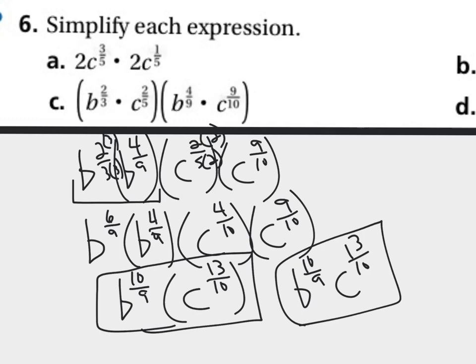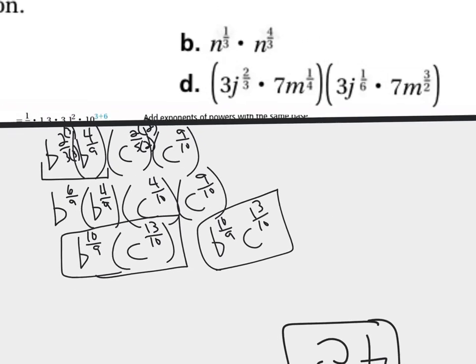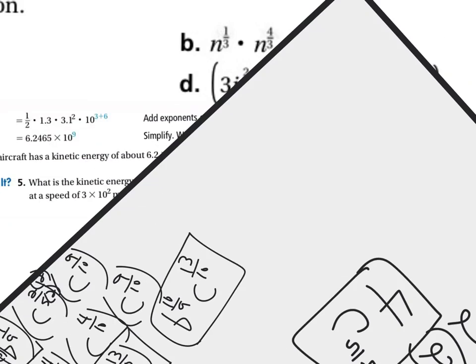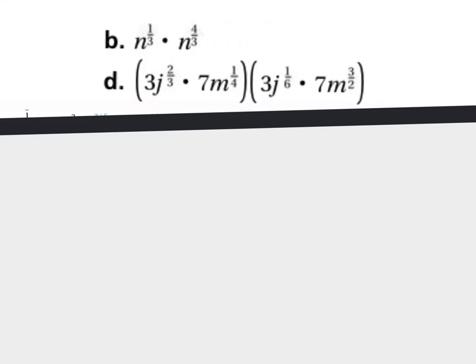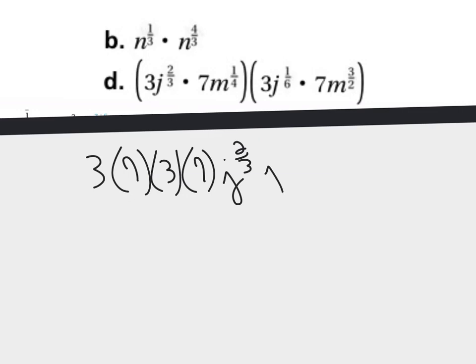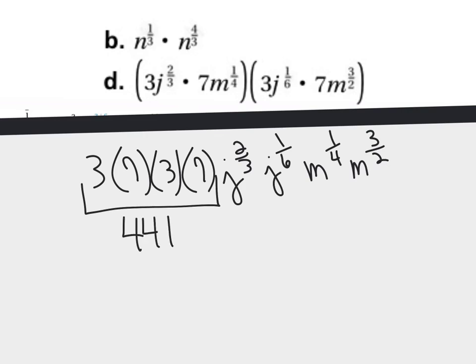And then finally, if we look at part D, we've got some numbers once again here. So we may want to just go ahead and fish those out to the front. And then if you want to get your j's next to each other, get your m's next to each other. So these numbers, they're just numbers, we can multiply like we've always multiplied numbers. And if you multiply that all out, you should get 441.